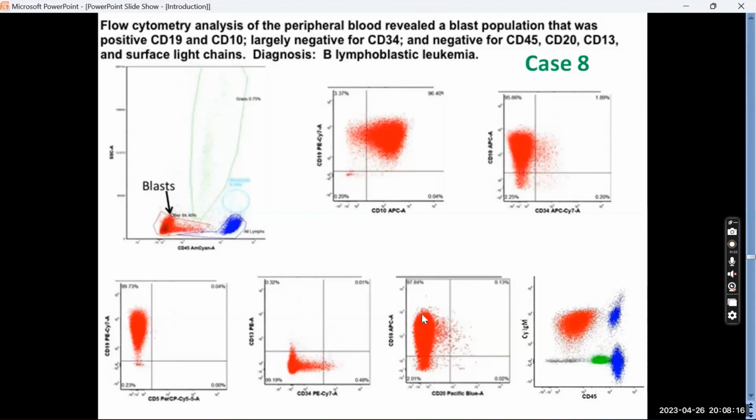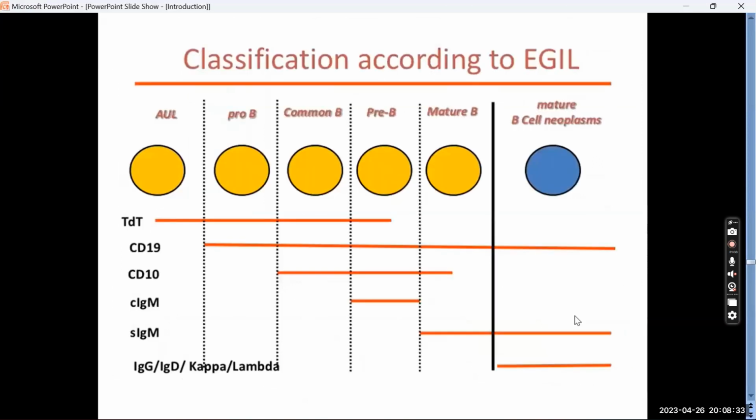The myeloid markers are negative. CD20 is negative. And this is cytoplasmic IgM positive. Now this is again a B acute lymphoblastic leukemia, but this is a pre-B ALL. Okay, this is pre-B ALL. So flow, apart from diagnosing B-ALL, T-ALL, and acute myeloid leukemias, can also help you to classify those leukemias. B-ALL can be pro-B ALL, common B-ALL, pre-B ALL, or mature B.